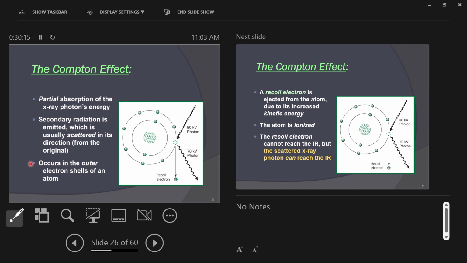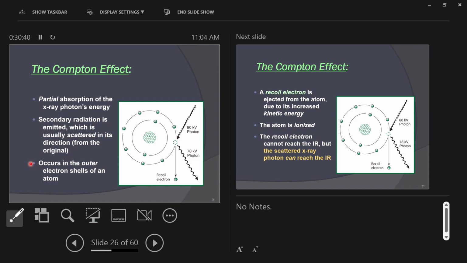This is most likely to occur in the outer shells. Why in the outer shells? Because of less binding energy in the outer shells. It's easy to eject the outer shells. So yeah, three things here: incoming photon, recoil or ejected electron, and secondary radiation.